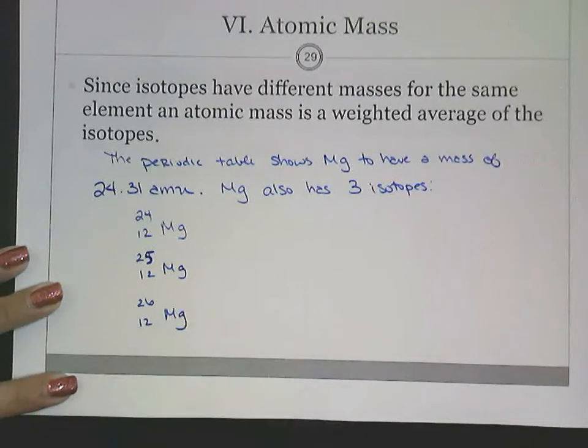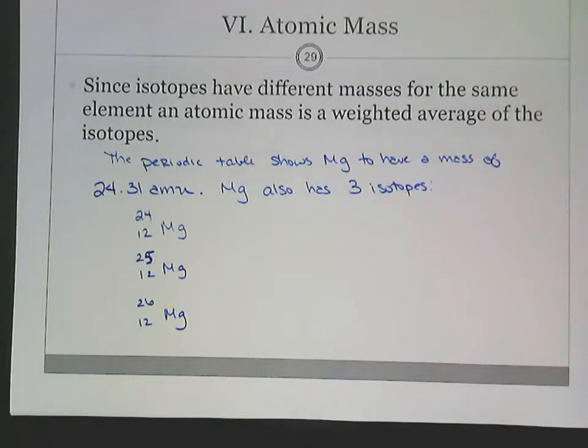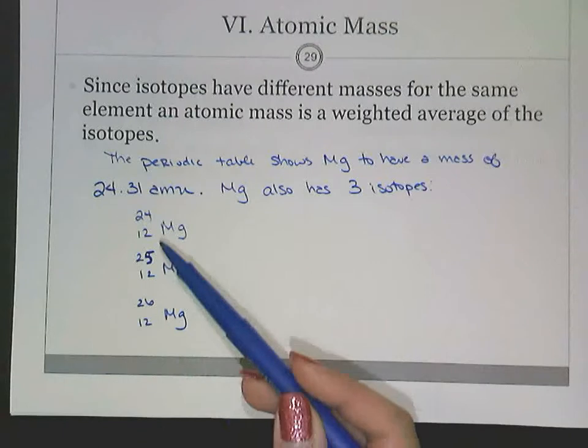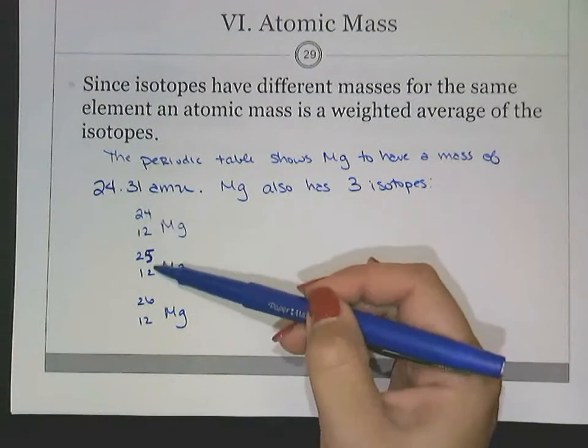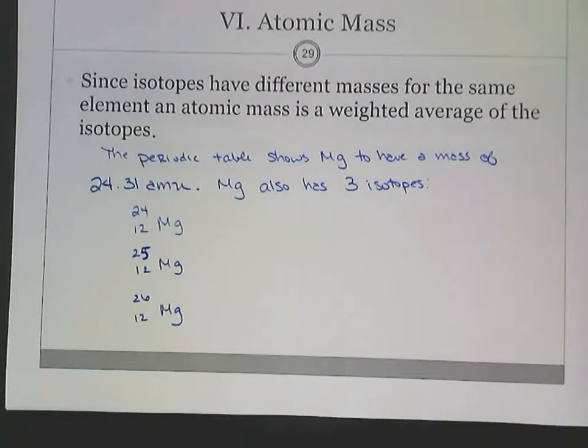All right, we got those 3 isotopes that we talked about the other day. What's the difference between all 3 of these isotopes? Yeah, it's the number of neutrons, right? I had 12 neutrons, 13, and 14 different neutrons. Okay.